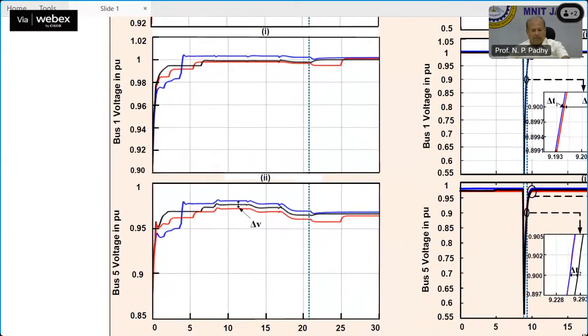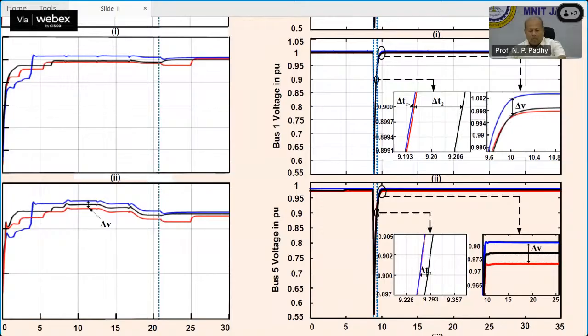But bus number 5 is very interesting. The voltage profile at bus number 5 is important to you. The voltage profile of the proposed model is much better compared to any other model. So that is one, the blue one, you could see the voltage profile is fantastic.